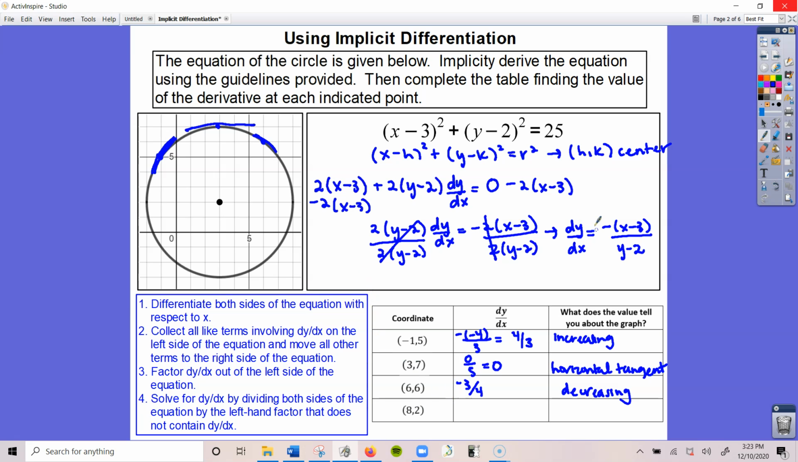For (8, 2), we end up with a numerator of 8 - 3, which is 5, and then with this negative, so -5, over 2 - 2, which is 0. Now, because here we have an undefined value, on the graph, if you go to (8, 2), which is right here, this would be a vertical tangent. So if you ever have an undefined derivative value, it is most likely because we have a vertical tangent line there.